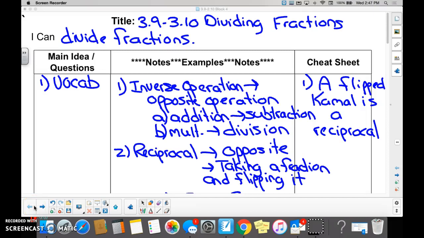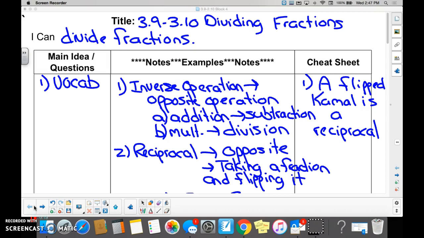3.9 to 3.10, dividing fractions. I can divide fractions. Thank you, Adefa. Are we all capable of dividing fractions? Yes. Now, there's a lot to dividing fractions, if we really want to make it into a lot. At this point, we're just making fractions a pretty simplistic thing. There's a saying that we need to remember.